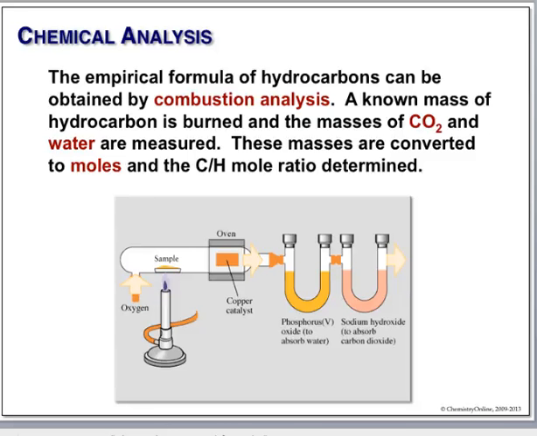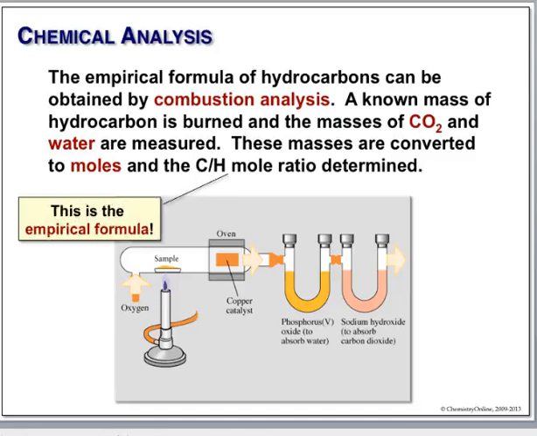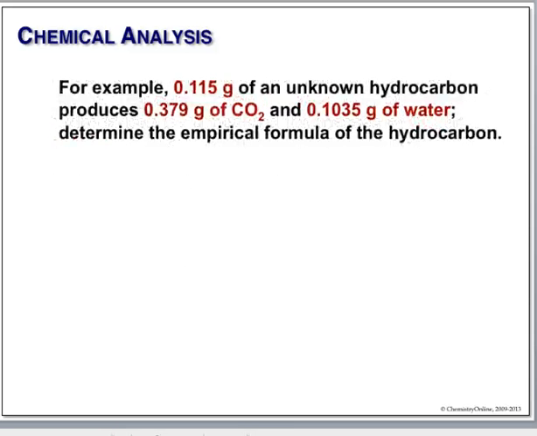So what you do is you weigh these guys before, you weigh them after, and you see what mass of CO2 you get and what mass of water you get. For example, if we have 0.115 grams of unknown and we get 0.379 grams of CO2, 0.1 grams of water, what is our empirical formula?